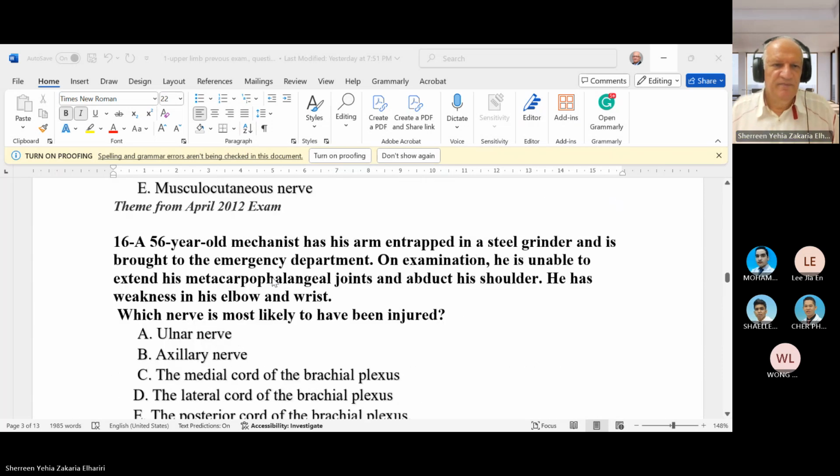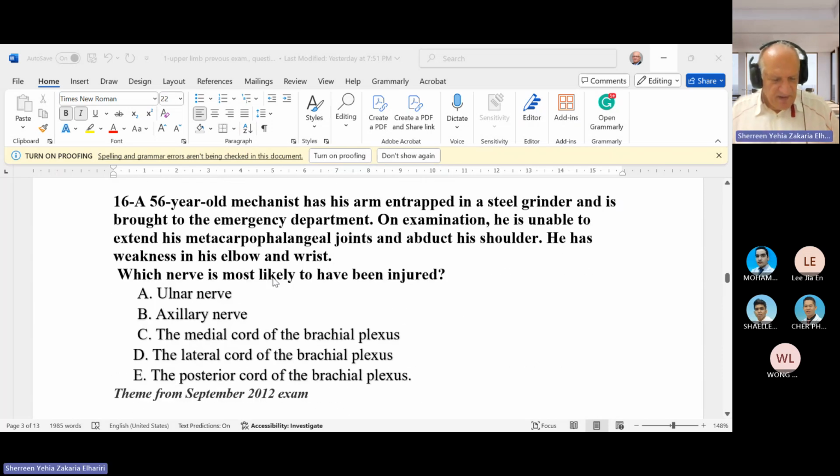Okay. Next, a 56-year-old mechanic. He had his arm caught in a steel grinder and is brought to the emergency department. On examination, he is unable to extend the metacarpophalangeal joint and abduct his shoulder.